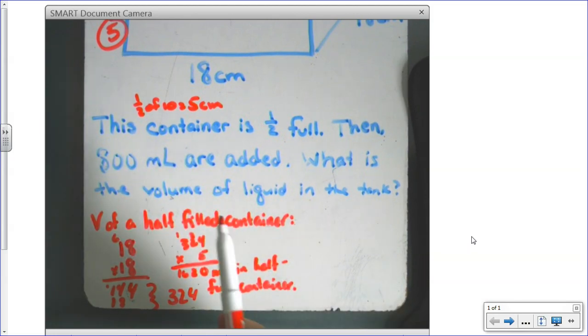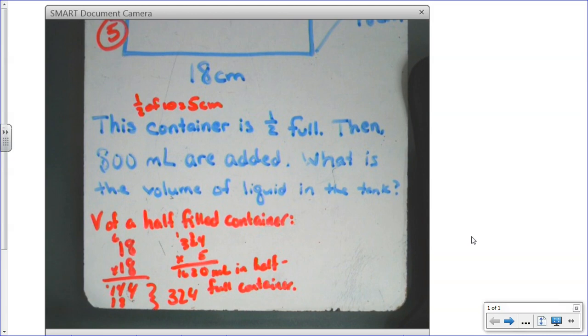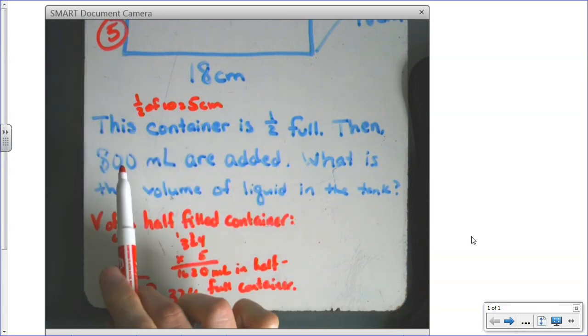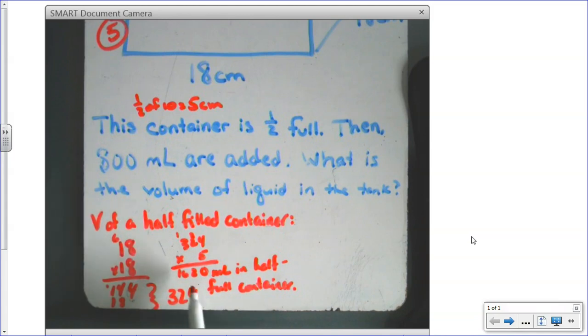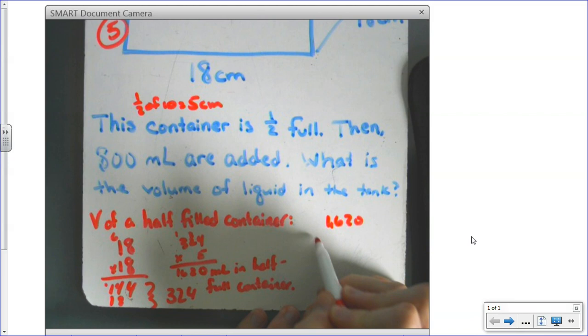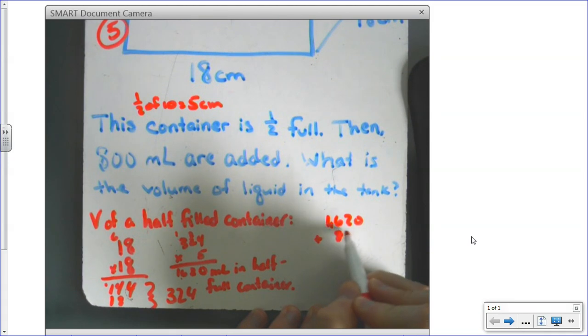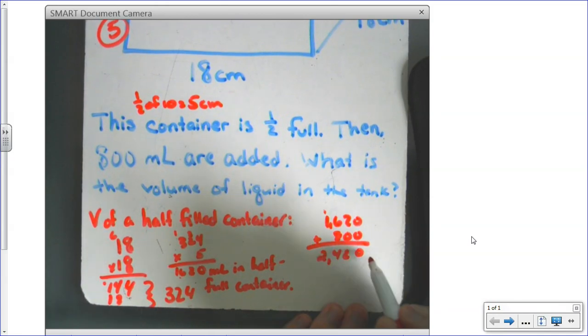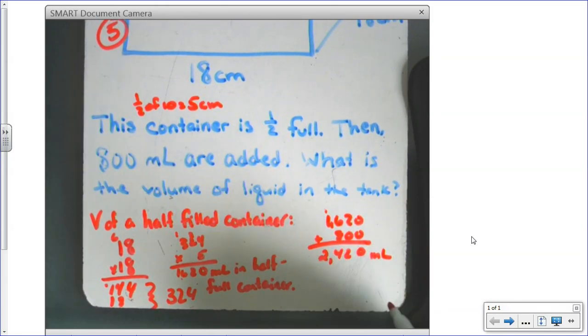The next step is 800 milliliters are added. So after I have my half full container, I add 800 milliliters. Well, conveniently, my cubic centimeters equal my milliliters, and I already converted to the milliliters in my brain. So I said 1,620 milliliters. Now I'm adding 800 milliliters, and I'm going to get 2,420 milliliters.